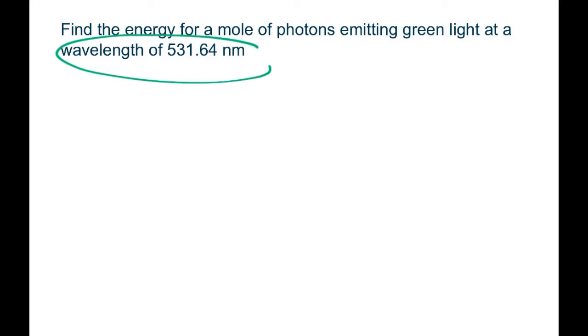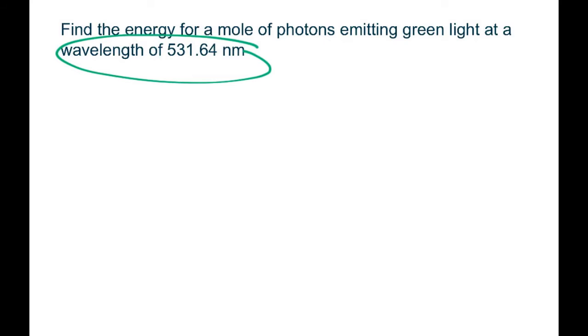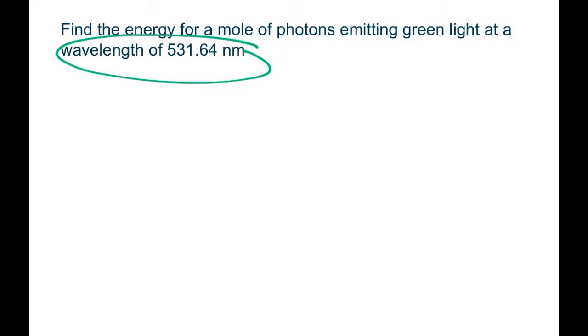We know what the wavelength is, and according to the equation, if we have wavelength, then we could find the frequency. And if we can find the frequency, then we could find the energy for a single photon. And if we have the energy for a single photon, then we could probably find the energy for a mole of photons. So now that we have our thinking set in stone, let's do the problem.